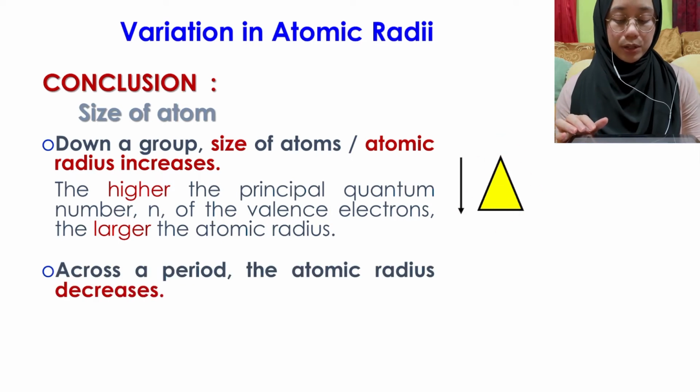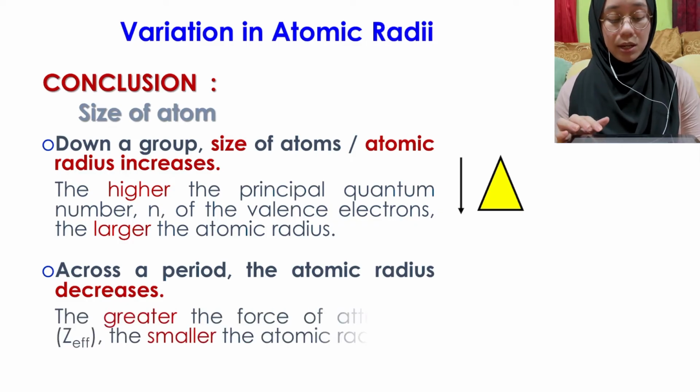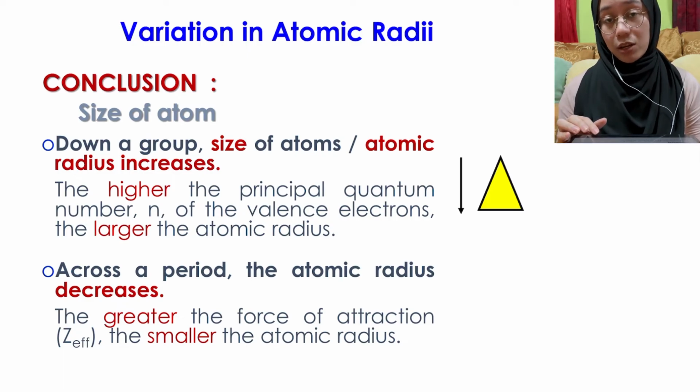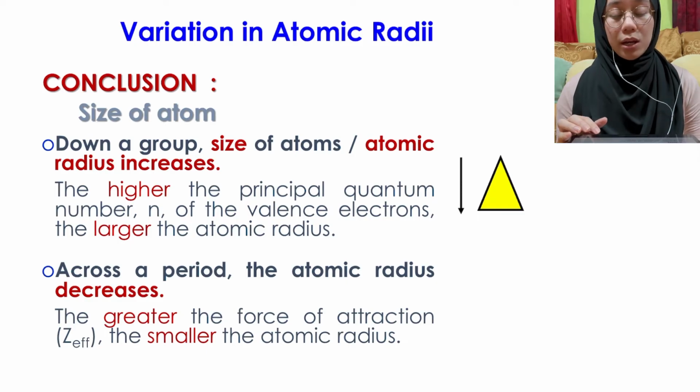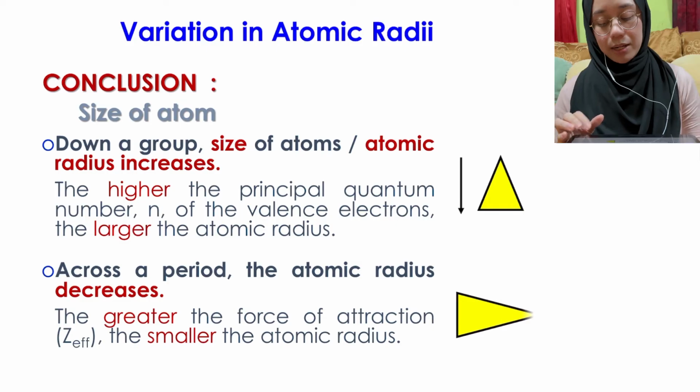So kalau cross period pula, the atomic radius decreases. Okay, it becomes smaller. So this is because of the ZEF. Okay, the greater force of attraction between the valence electron and also the nucleus. So that is why the atomic radius becomes smaller.